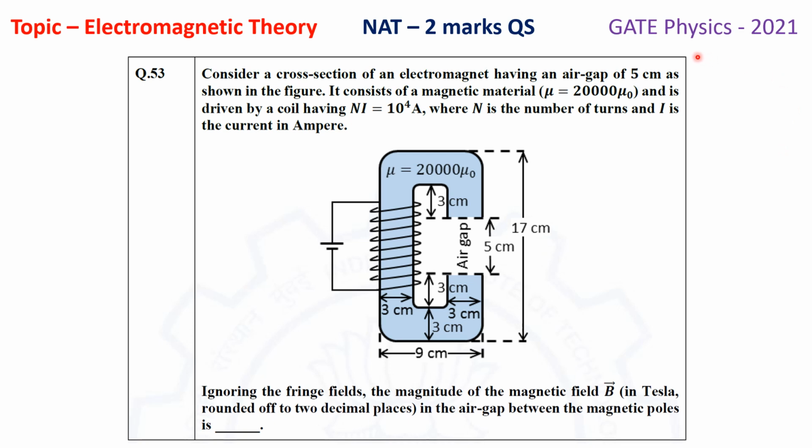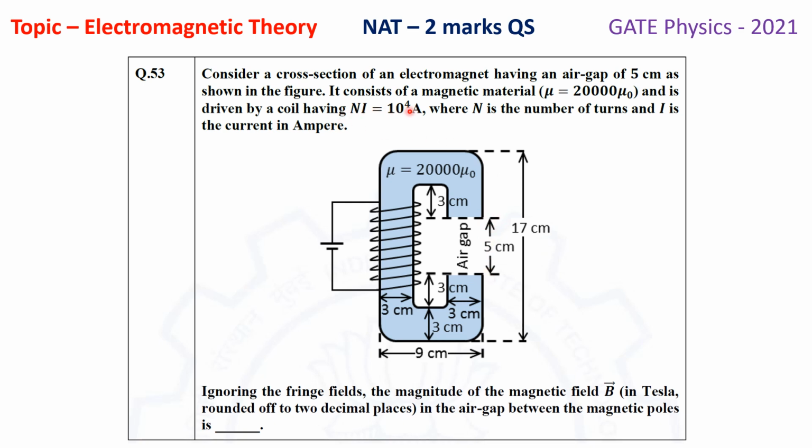This question is from the GATE Physics paper 2021. This is a numerical answer type 2 marks question, and the topic of the question is electromagnetic theory. According to the question, consider a cross section of an electromagnet having an air gap of 5 cm as shown in the figure.